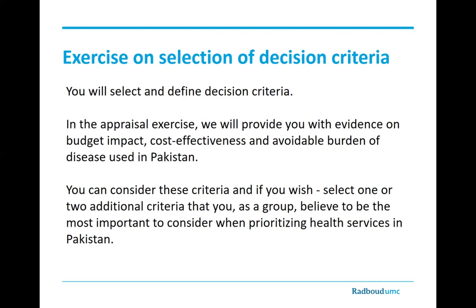So thinking about the selection of decision criteria, generally it's standard to say, let's consider cost effectiveness. In our exercise, we've given you the cost effectiveness criteria, but we want you to choose 2 additional decision criteria. We will provide you evidence on cost effectiveness, as well as budget impact and avoidable burden of disease. Just note that it's the quantity of burden of disease that will be avoided, and not the total burden of disease. But we'd like you in your groups to think about what criteria match you or your country, which you as a group believe to be the most important to consider when prioritizing health services.